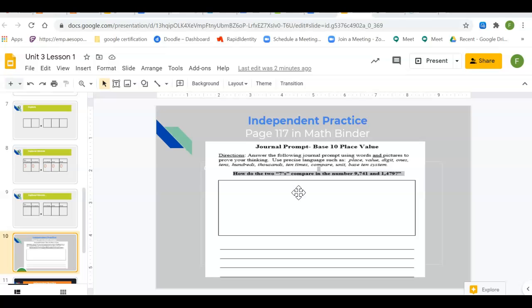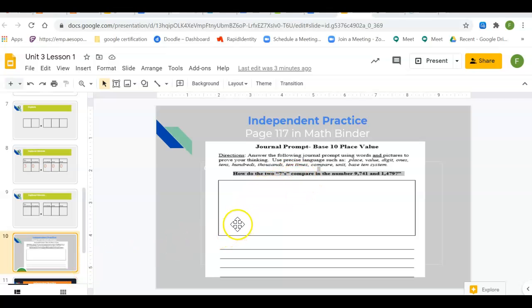So our question is, how do the two sevens compare in the number 9,741 and 1,479? So how do the sevens compare in both of those numbers? This is some of what we did earlier in our lesson today. You're going to complete this in your math binder on page 117, take a picture of it, and upload your picture to the assignment before you turn it in.